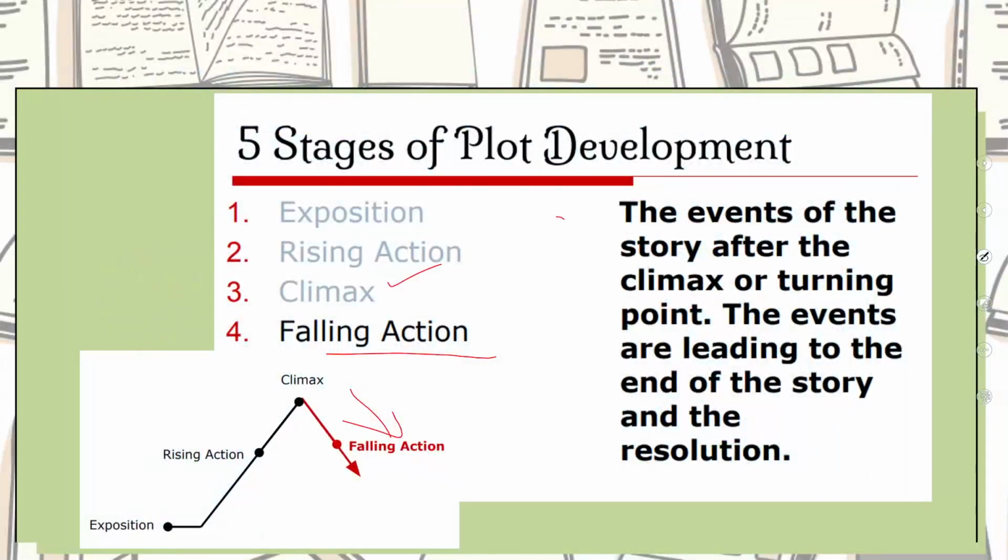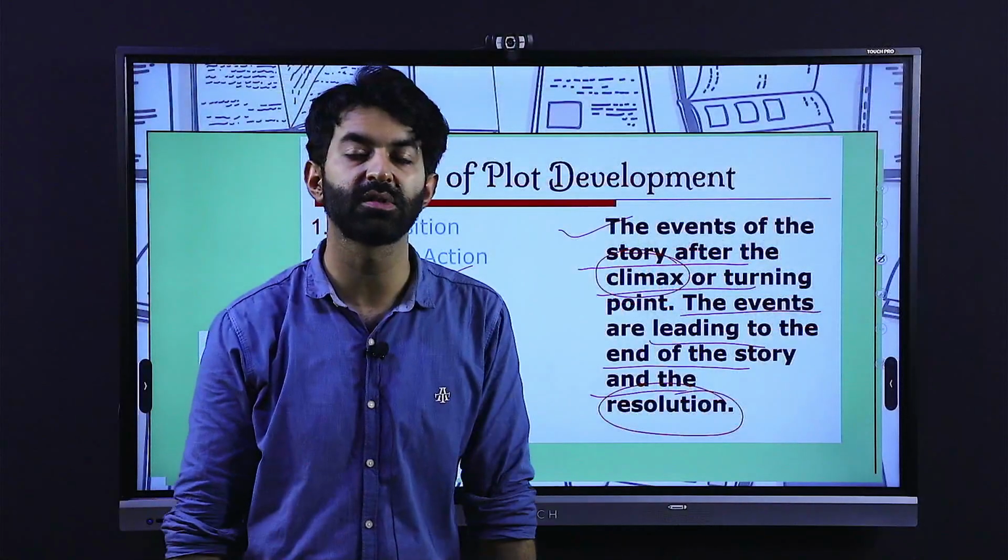Now, the events of the story after the climax or the turning point, this is what we call a falling action, because the peak point was the climax. Now we are moving towards the end. The events are leading to the end of the story and the resolution. We are moving to the resolution. Resolution means the solution of the different conflicts and different problems that we have.